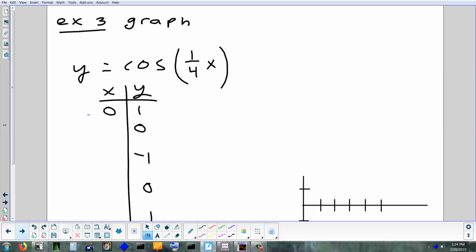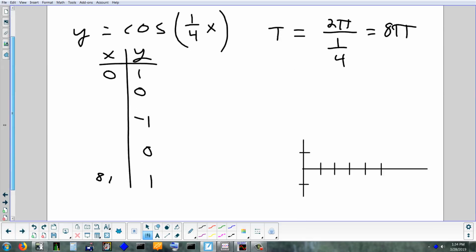All right. So the cycle begins at 0. I need to know where the cycle ends. What's going to be my fraction that tells me where the cycle ends? 2 pi over a quarter. Yep, 2 pi over a quarter. We just did this. Where did the cycle end when we did that? 8 pi. So now I know the cycle ends at 8 pi.